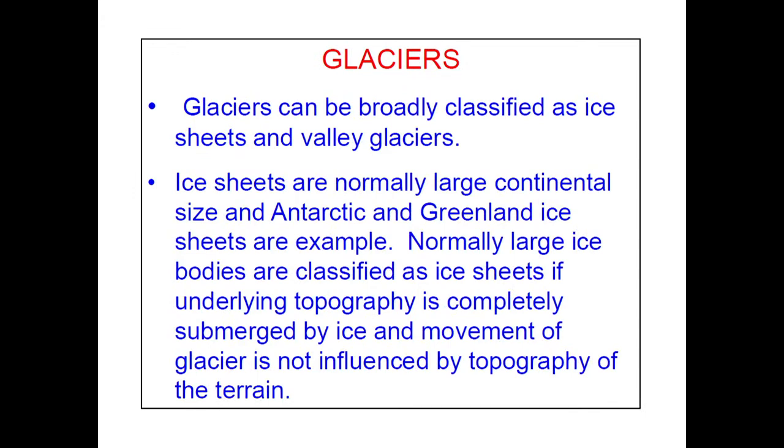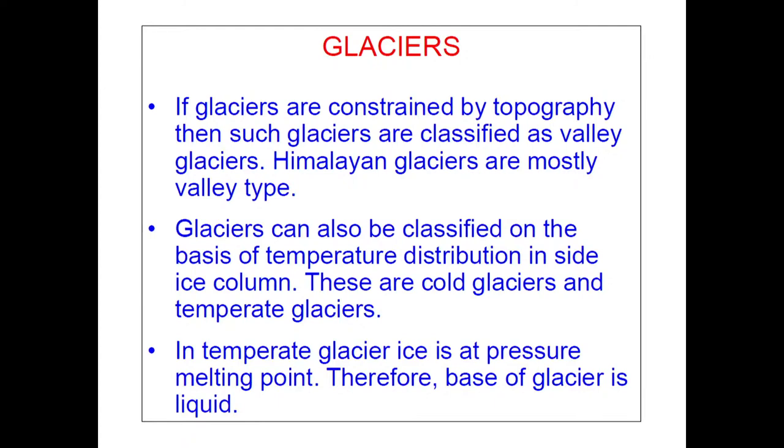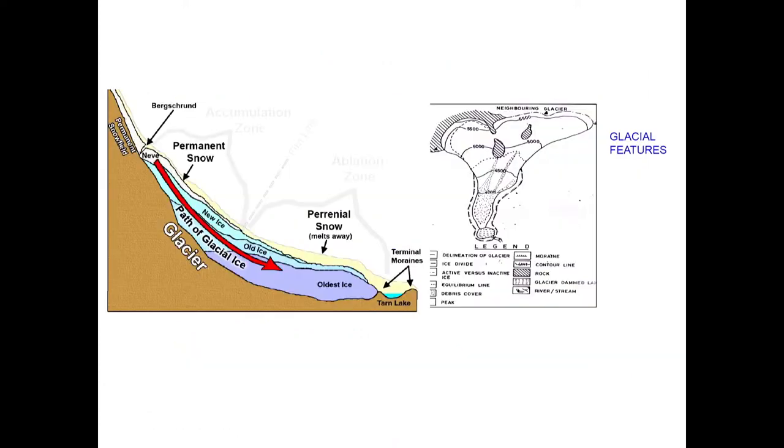Glaciers are broadly classified as ice sheets or valley glaciers. These ice sheets are generally present in the Arctic, Antarctic and Greenland. And if you see our Himalayan region, we have mostly this valley type of glaciers. So there are different types of glaciers.